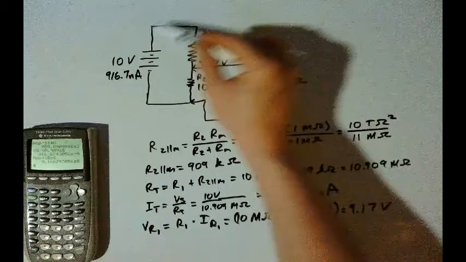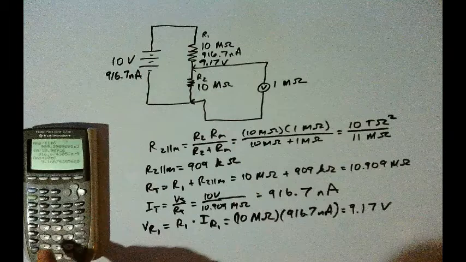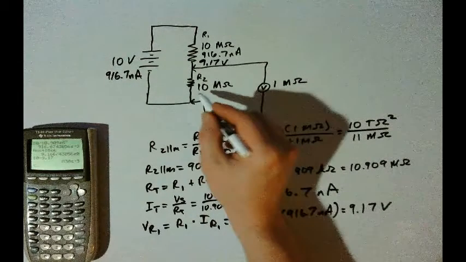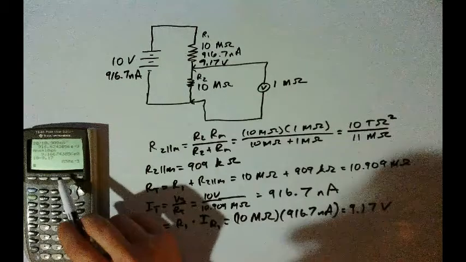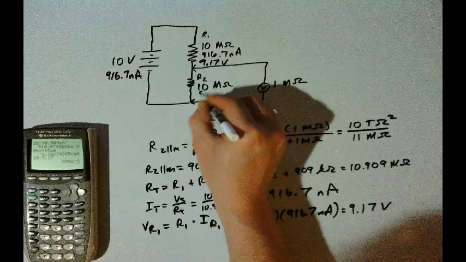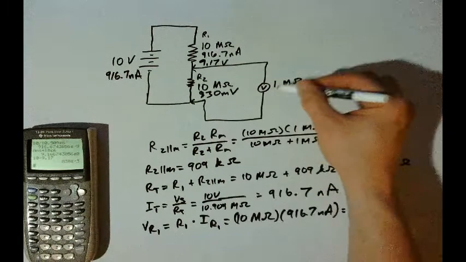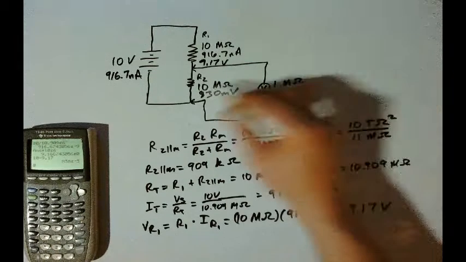So we know that without the voltmeter in the circuit, we expect the voltage drop on R1 and R2 both to be 5 volts. As you can see, when we add this voltmeter to the circuit, we're only reading 830 millivolts, less than 1 volt. And that's because the resistance of the voltmeter is so much less than the resistance of the two resistors that we're trying to measure the voltage across.